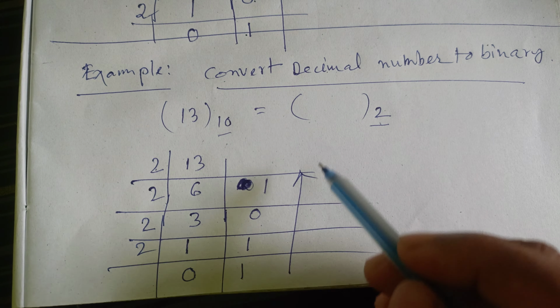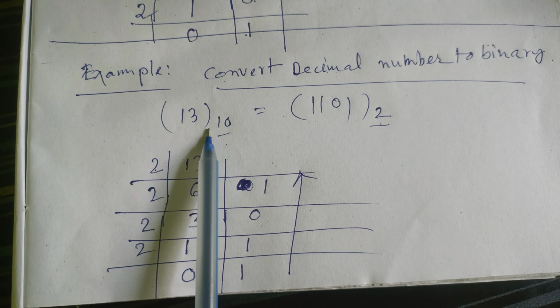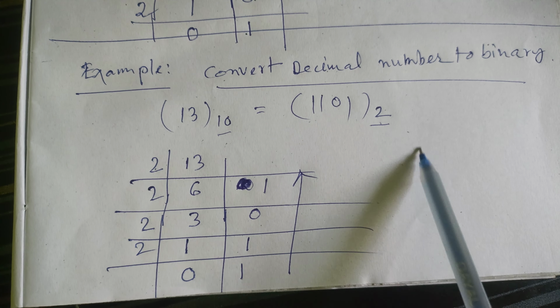So the answer will be 1101. If we convert the decimal number 13 to the binary number system, it would be 1101.